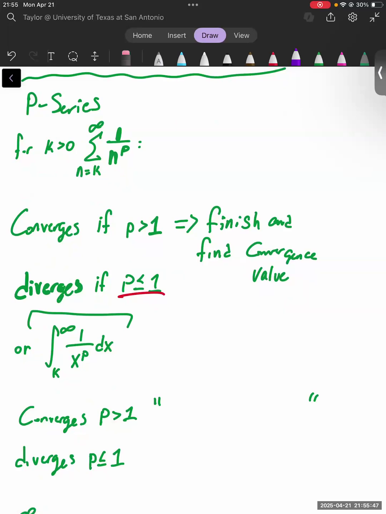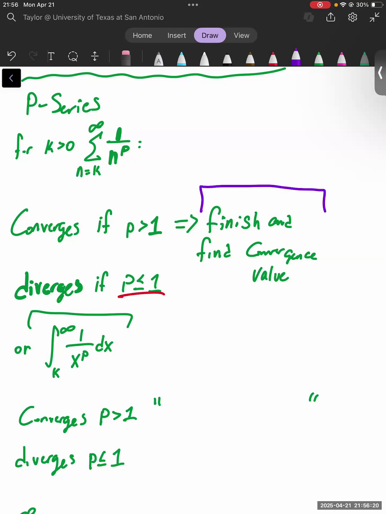So the next topic we're going to talk about is the p-series test. For k greater than 0, the series from n equals k to infinity of 1 over n to the p converges if p is greater than 1. And this is pretty common for all of the tests. Again, they're just tests of whether the series converges or diverges.